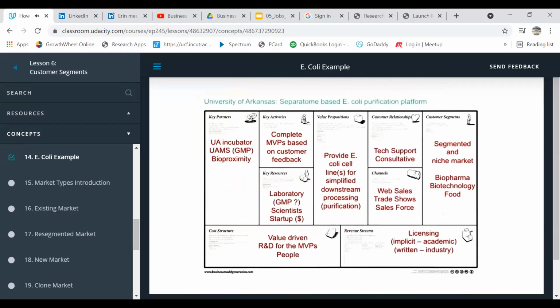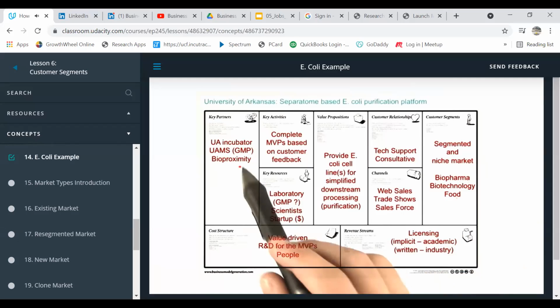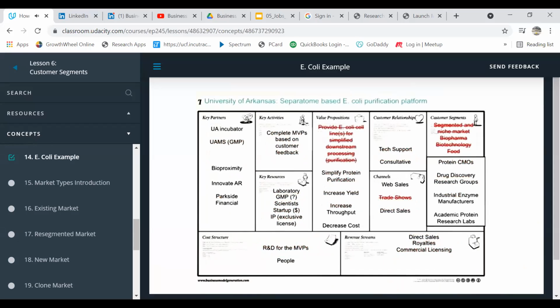And so now you could see, instead of segmented and niche market only, they started to understand, oh, maybe the market is somebody in something specific, biopharma, biotechnology, or food. Still kind of vague, but they're getting a little better. And then they're still a little vague on their feature set and gains and pains and value proposition. They're getting a little more refined about partners. And then as they went down, they kind of understood, oh, we understand what a value proposition is. It's not what our technology is. It's what gain and pain we're providing. So simplify protein purification, increase yield, increase throughput, decrease cost. Now we're making a lot more sense.